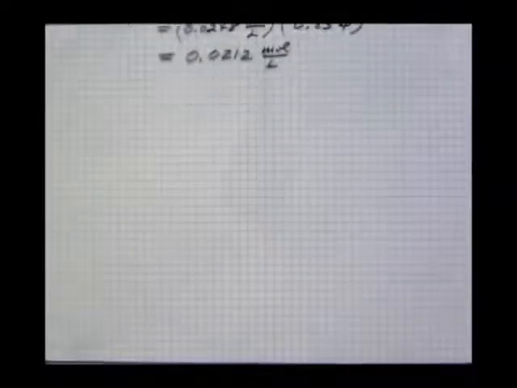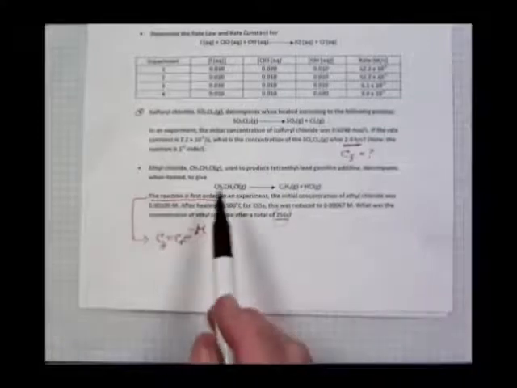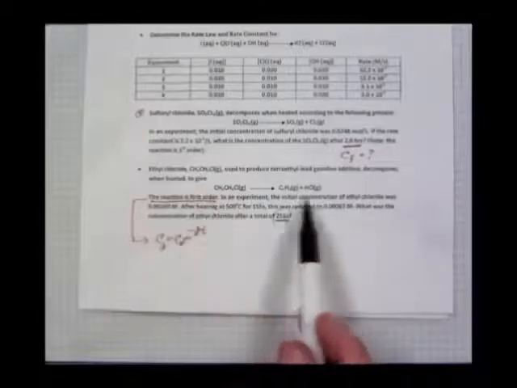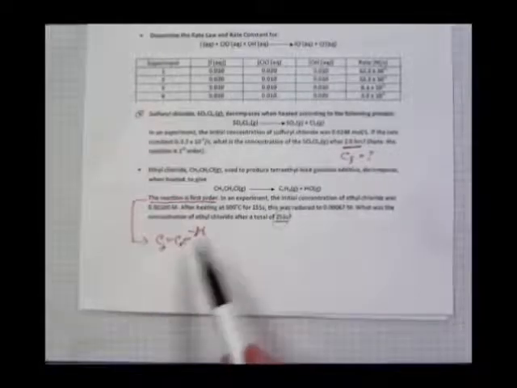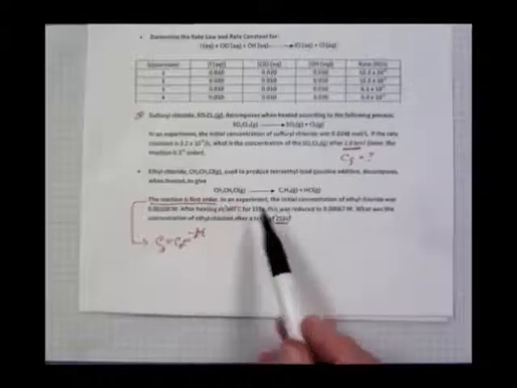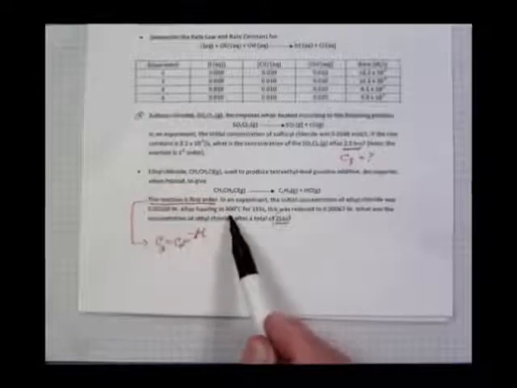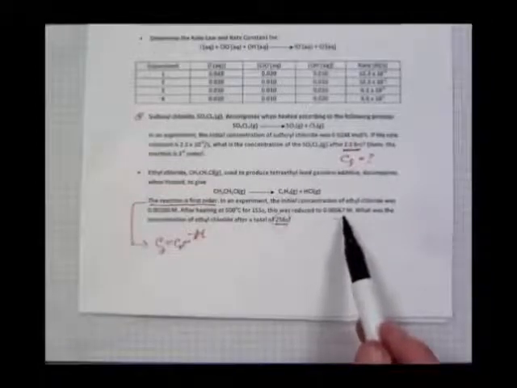The next decay problem is the ethyl chloride problem. Ethyl chloride is used to produce tetraethyl lead gasoline additive and decomposes when heated to give this equation right here. The reaction is first order, therefore we'll use this first order decay equation. In an experiment, the initial concentration of ethyl chloride was 0.001 molar. After heating at 500 degrees for 555 seconds, this was reduced to 0.00067 molar. What is the concentration after 256 seconds?